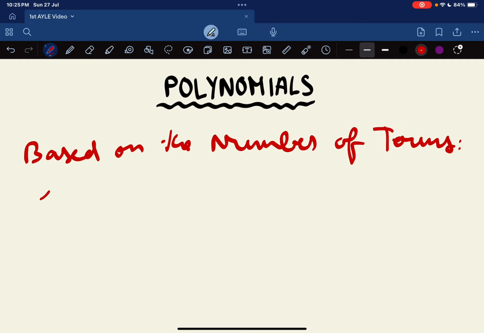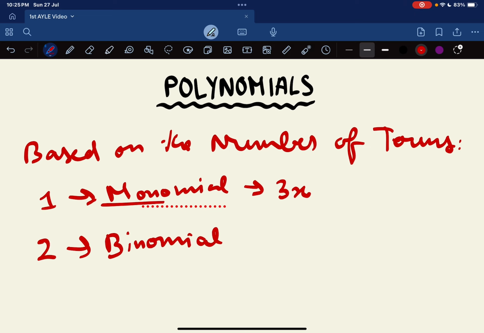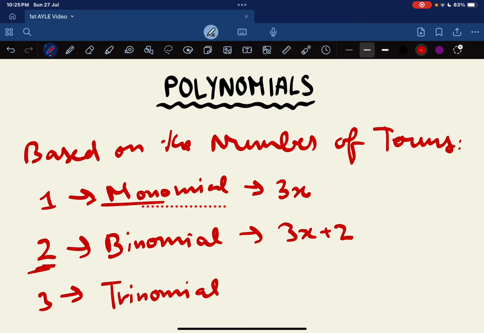So, if we've got one term, then it is called a monomial. Mono for one, monomial. Right? An example of this can be 3x. Now, if there are two terms, then this would be called a binomial. A binomial if there are two terms. So an example of this can be 3x plus 2. Then the third one, it's going to be, you guessed it, trinomial. Trinomial, which means it can be 3x plus 2x squared plus 1.